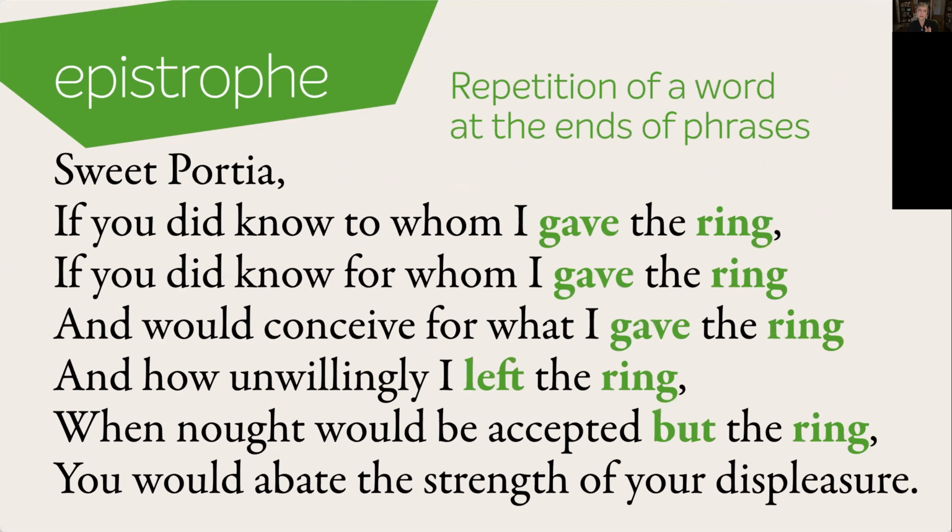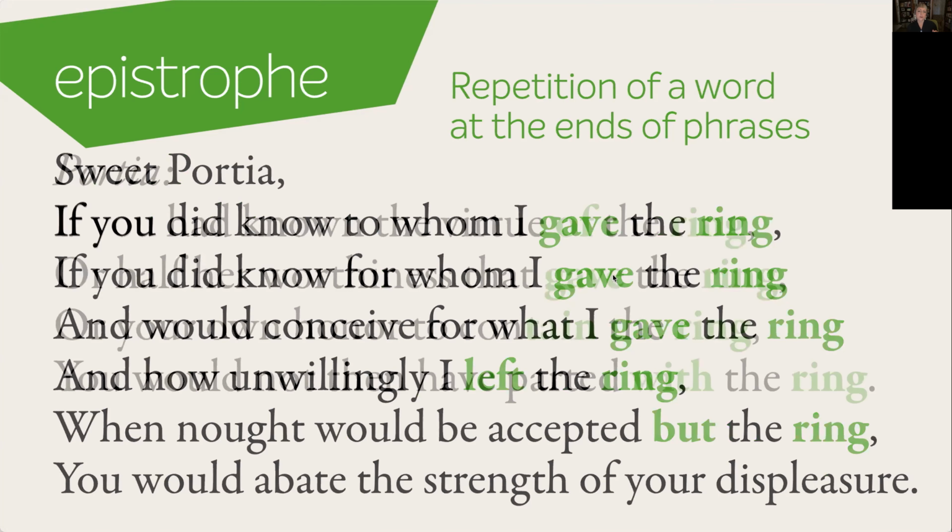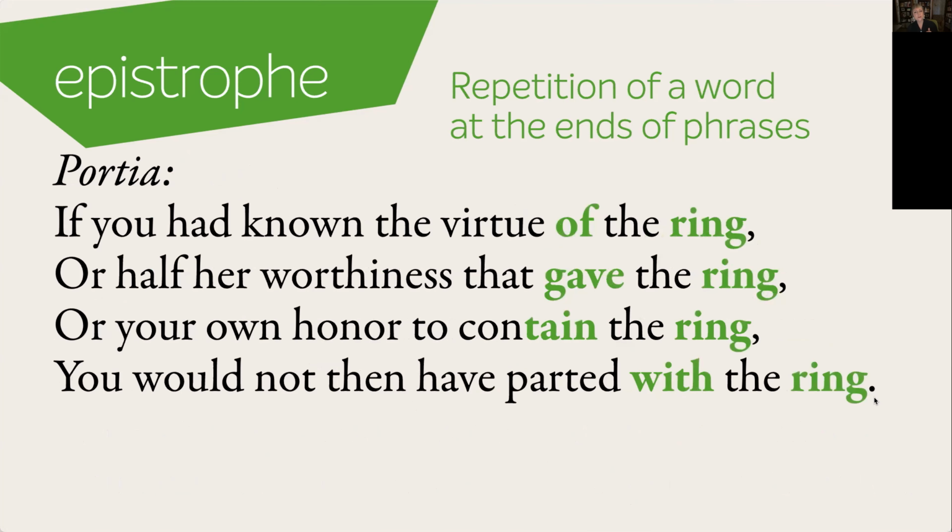The thing about these rhetorical devices too is that they're not random. Shakespeare uses them for a point. And Keller could prove that other writers don't use them in quite the same way. They're not as pointed in their use. Epistrophe is the repetition of a word at the ends of the phrases. This is when Bassanio says, she got the ring. I gave the ring, I gave the ring, I gave the ring, I left the ring, but the ring. And she responds with the virtue of the ring, gave the ring, contained the ring, with the ring.